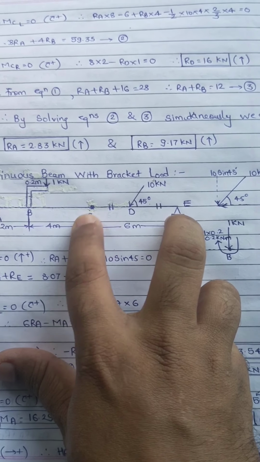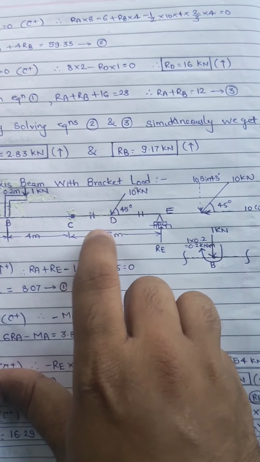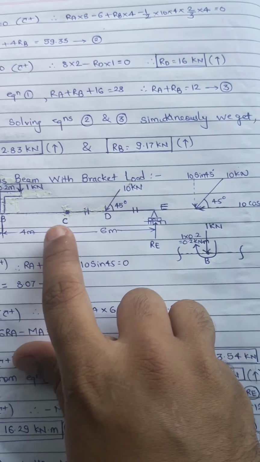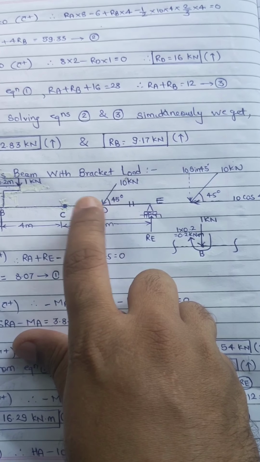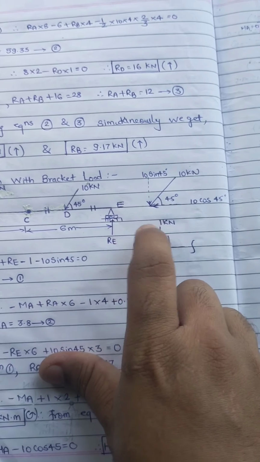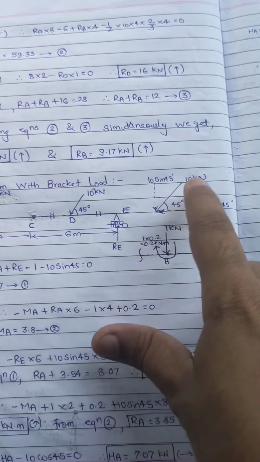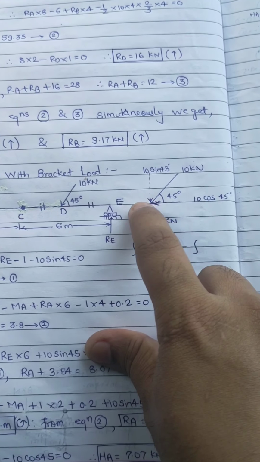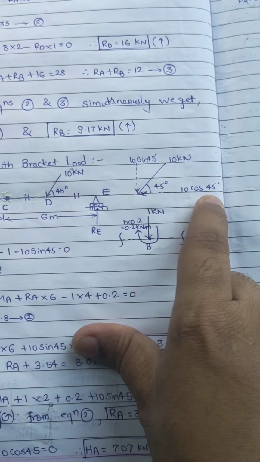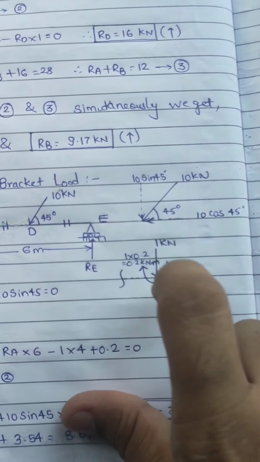Then C to E, at point D is an inclined load of 10 kilonewton at 45 degrees in this direction. This total length is 6 meter, and I have shown equivalency, so this is exactly at the middle, and this is point E. At point E I have a roller support, so there will be only one unknown. Now this conversion, that is the inclined load, will be distributed as the horizontal cos component, that is 10 cos 45, and the vertical sine component, that is 10 sine 45.